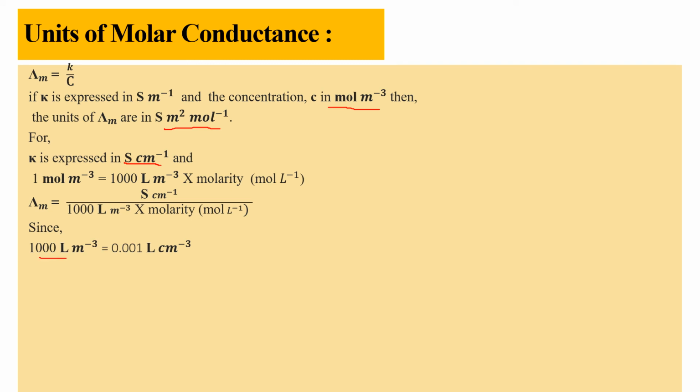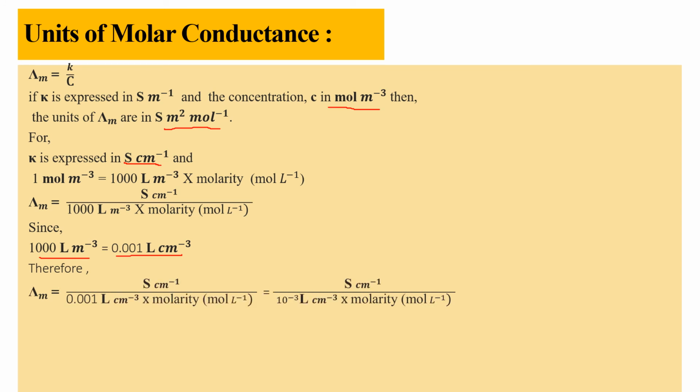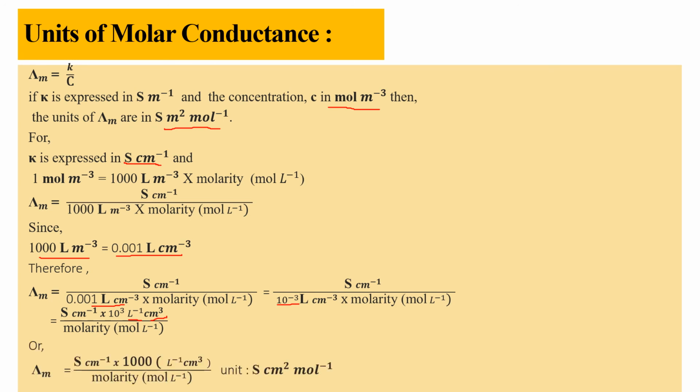And since we know that 1000 liter per meter cube means 0.001 liter per centimeter cube, or 10 to the power minus 3 liter per centimeter cube, now on placing this value in the equation of molar conductivity and rearranging, 10 to the power minus 3 comes to the numerator as 10 to the power 3, and the units change to liter inverse centimeter cube in the numerator. So the unit of molar conductivity becomes Siemens centimeter square mole inverse.